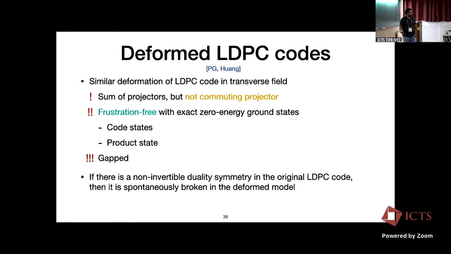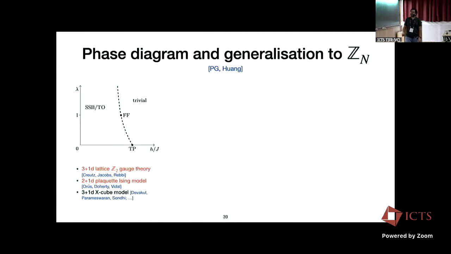Okay. I just wanted to say, in just 2 minutes, a couple of things about what possible phase diagrams these models can have.